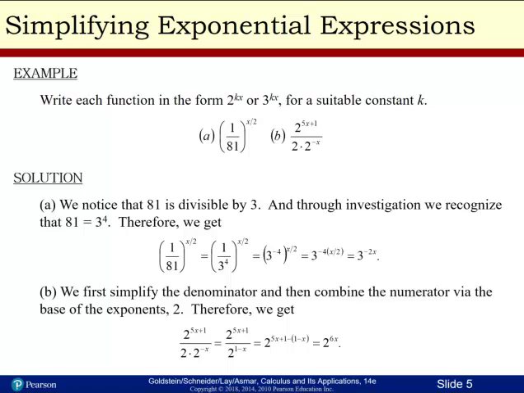For the b part, we need to simplify that denominator first, and then we're going to combine the numerator via the base of the exponents, 2. Therefore, we're going to get 2 raised to the 5x plus 1 all over 2 to the 1 minus x, because that 2 standing alone is the same as 2 to the first. All of this then can be simplified. I'm just going to get 5x plus 1 minus the quantity 1 minus x. Doing that simplification, I'll get 2 raised to the 6x power.